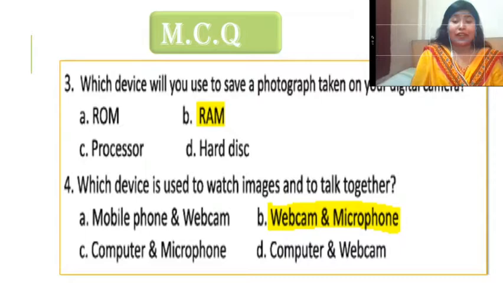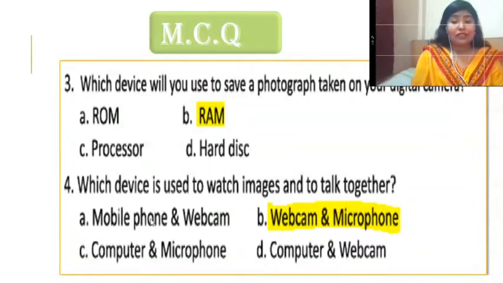Number 4. The question is, which device is used to watch images and to talk together? So my dear students, which device is used to watch images and to talk together? A. Mobile phone and webcam. B. Webcam and microphone. C. Computer and microphone. D. Computer and webcam.